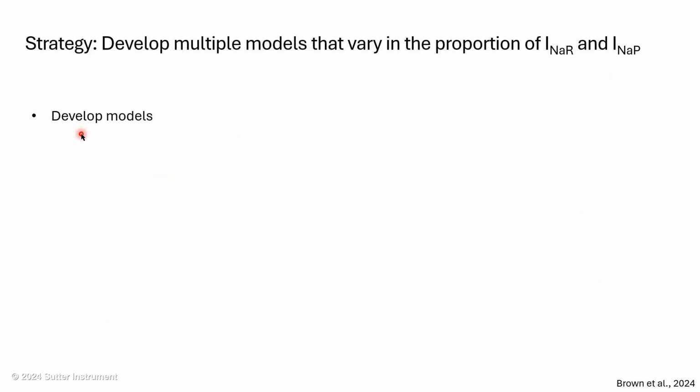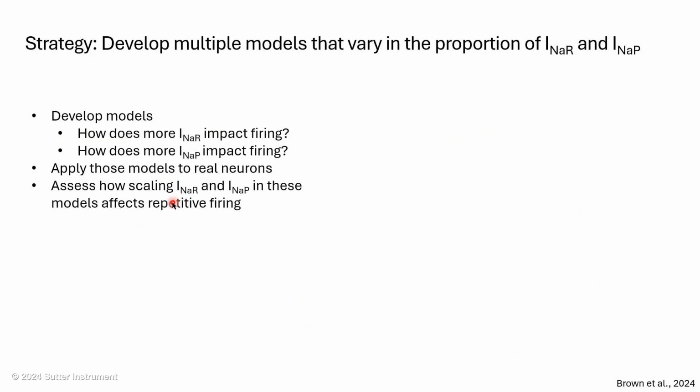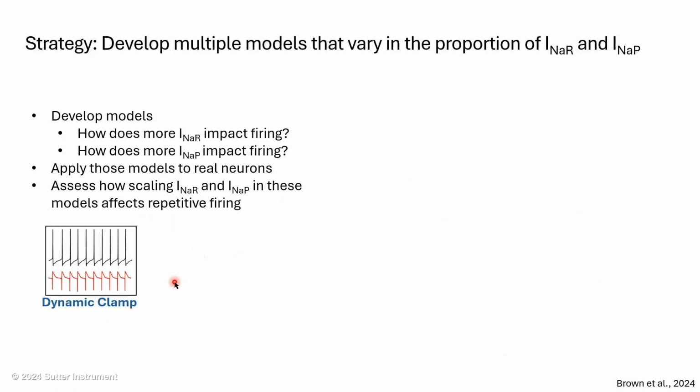So in developing these models, we asked ourselves two questions. How does more resurgent current impact firing? But also, how does more persistent current impact firing? We can then apply those models to real neurons using dynamic clamp, and then we can assess how scaling the resurgent and persistent currents in those models affects the repetitive firing of those cells after we've added those models in through dynamic clamp. So we have our recordings of our cells that we have added our different models to.